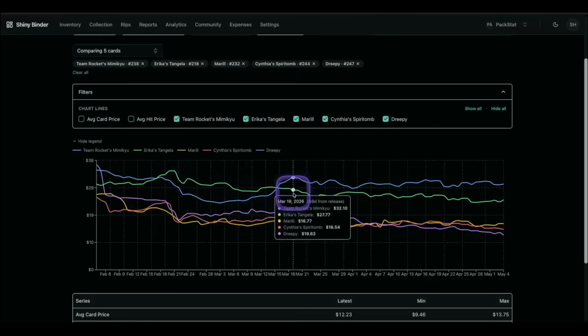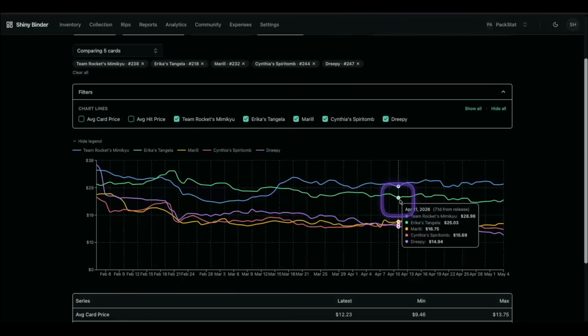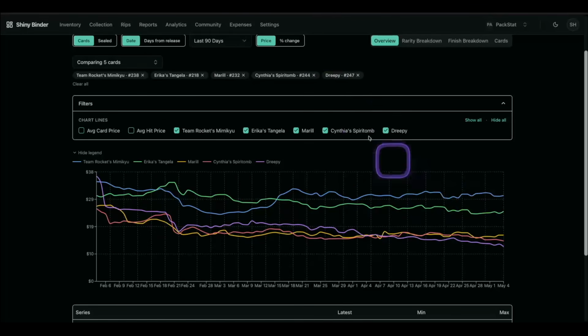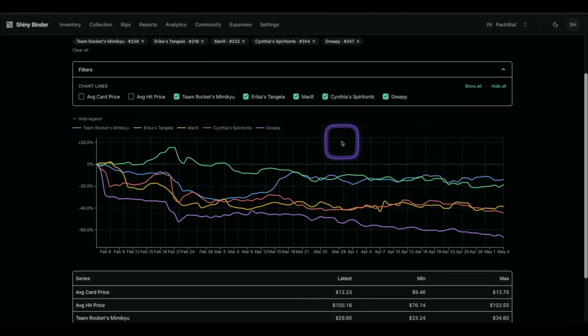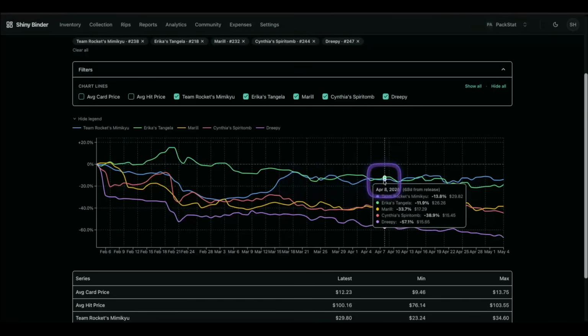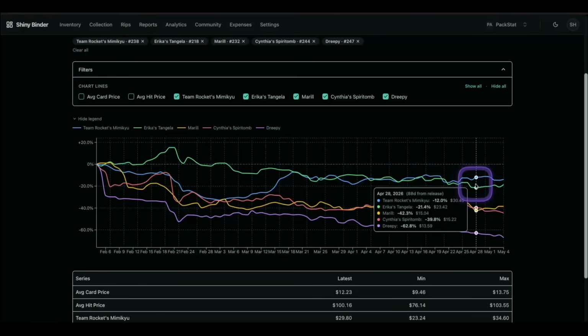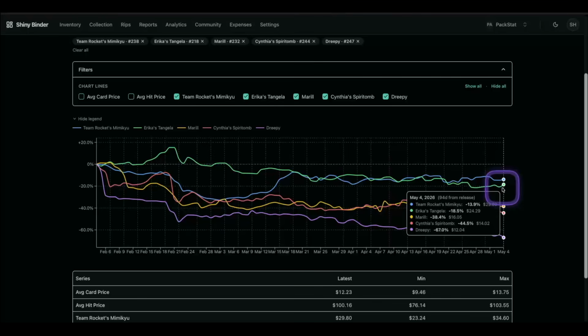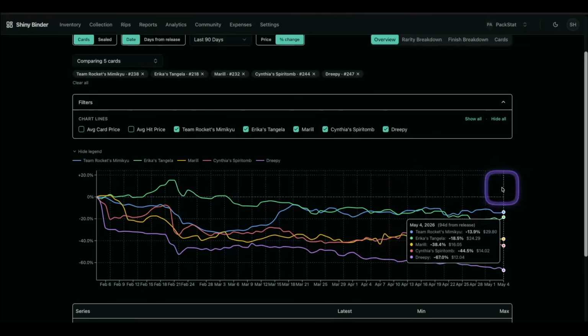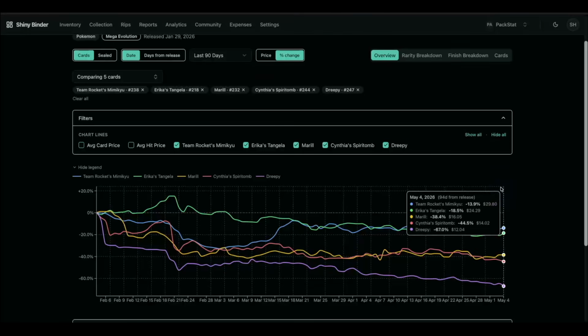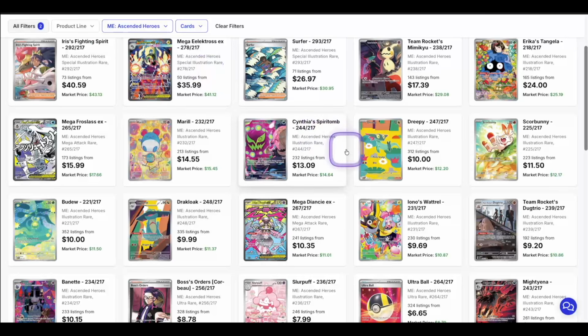So here, this green line is Erica's Tangela. And this is price. I want to see percentage, actually. There we go. Yeah, so percentage, it's not really doing much. There seems to be just a very slow decline, but it's a lot of ups and downs and whatnot. Currently, it is sitting at about $24, minus 18.5% since 90 days ago. It's on 90 days up here. And then another one that has character appeal could be Cynthia's Spiritomb. I'm not entirely sure.